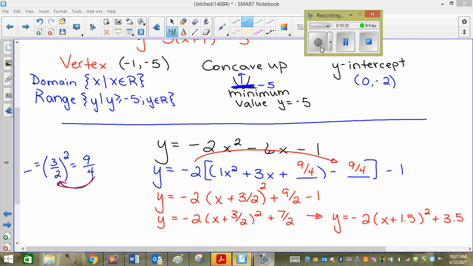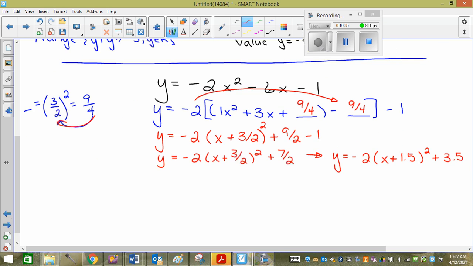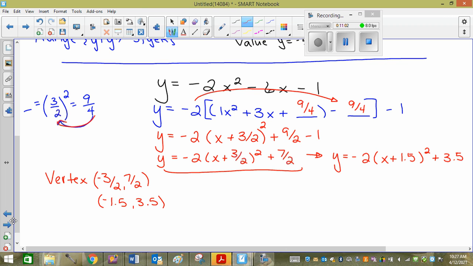All right. So my vertex is at what? Let's do it from this one. What's my vertex at? Negative 3 over 2. Take the opposite of this, and positive 7 over 2. So you could have had negative 3 over 2 and 7 over 2, or you could have given me negative 1.5 and 3.5, and I would accept both. Right?